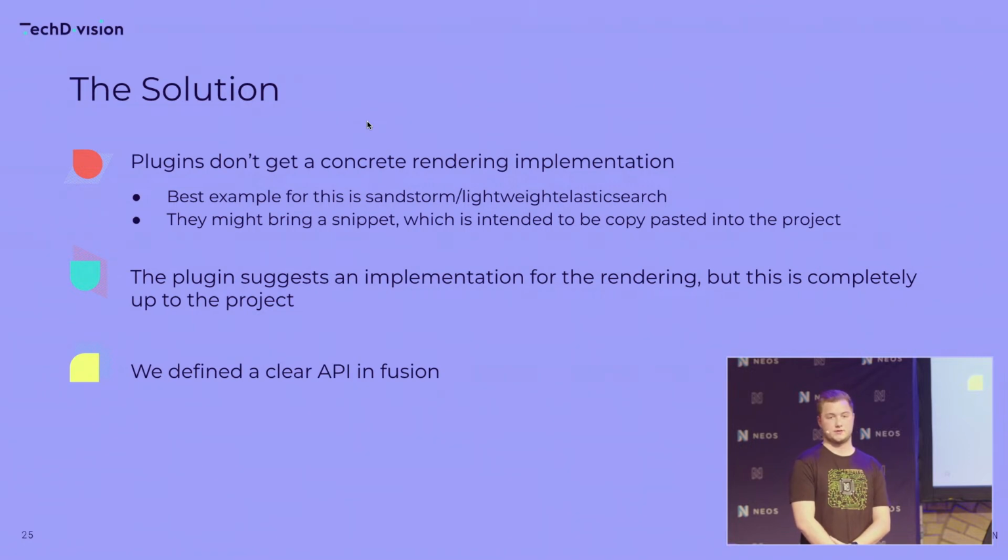What also helps is to define a clear API in Fusion, define clear values that are intended to be overwritten or changed by the project that is using the plugin, and define values that are not intended to be changed or should be avoided to be overwritten.